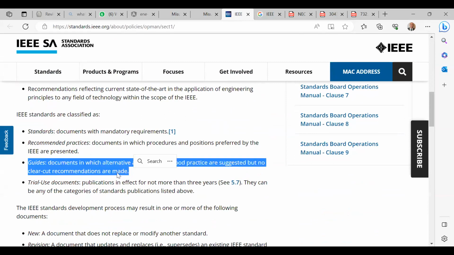IEEE 80 is a guide. It is not a standard. Even in America, it's a guide. But what happened is that in India, we use it as a standard.